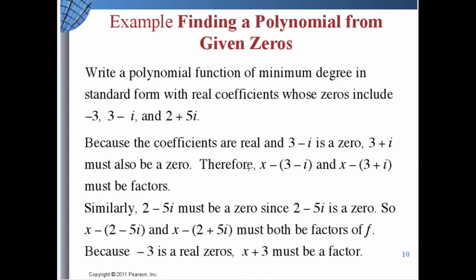So because the coefficients are real, and 3 minus i is a 0, 3 plus i must also be a 0. Therefore, here are the two factors that come from those. Similarly, 2 plus 5i must be a 0 since 2 minus 5i is a 0. So here are the two factors that we get from those zeros. And because negative 3 is a real 0, x plus 3 must be a factor as well.